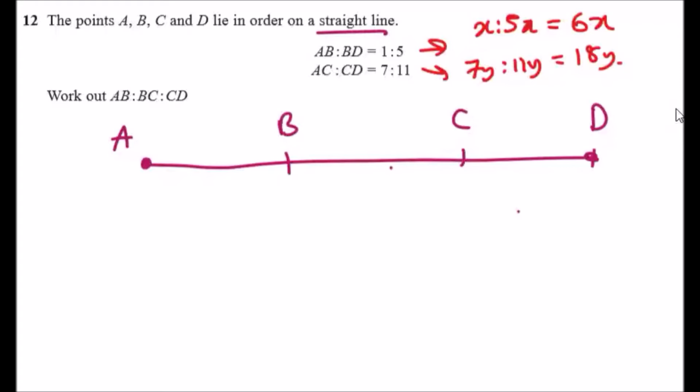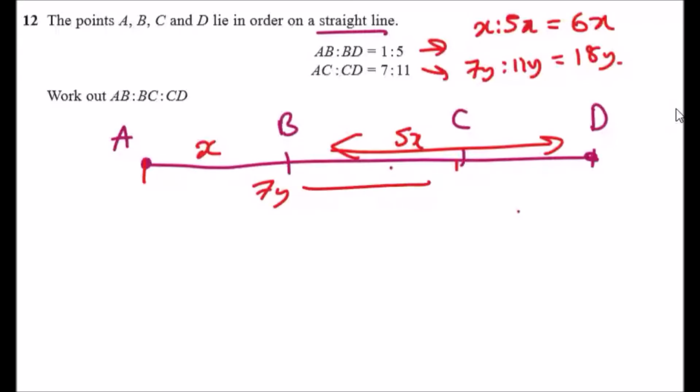Now, writing this in terms of length, we could say that AB to BD, so if this is 1x, and this length is 5, so this whole thing is 5x. Now, same for AC. AC is from here to here, which has a length of 7y, or 7 parts. And CD has a length of 11 parts. Well, that's quite small. So now we just more or less equate these. So we can say the total on the top half equals the total on the bottom half. So 6x must equal 18y.